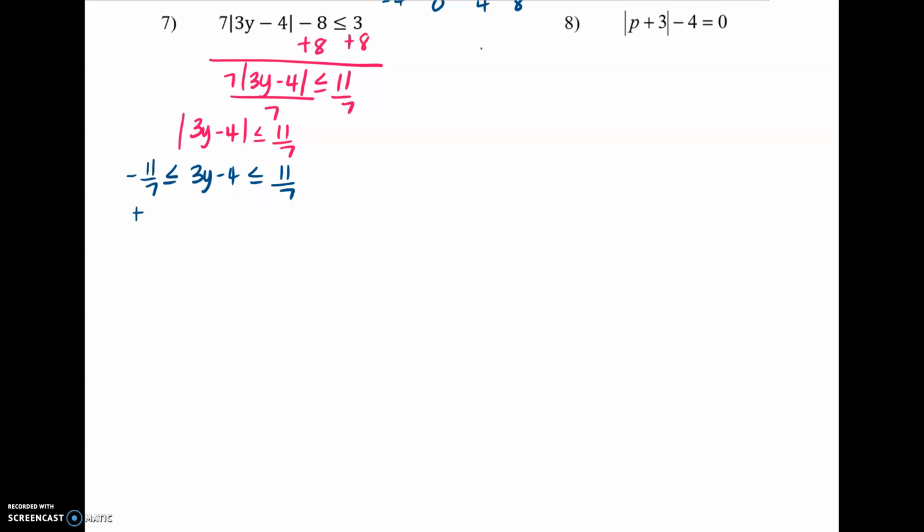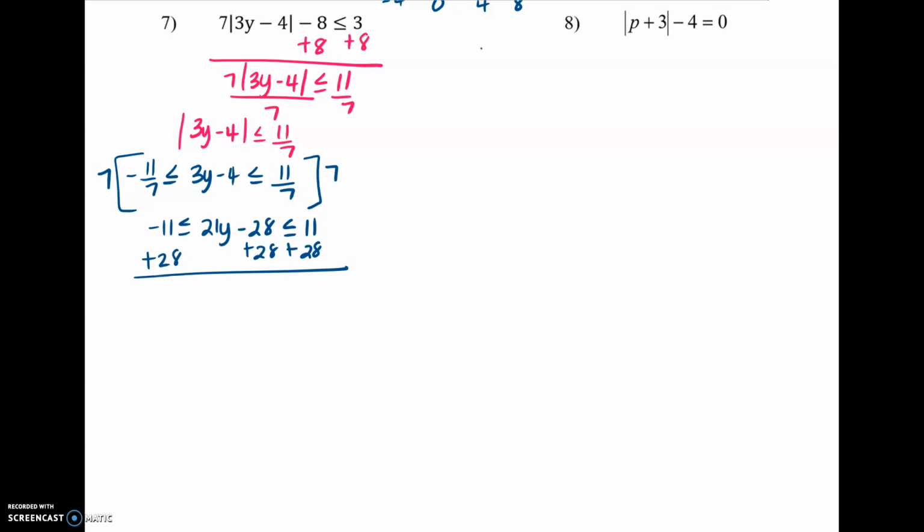You know what? It's probably going to be easier if we get rid of this 7 first. Let's do that and see what happens there. If we get rid of the 7 first, it just means we're going to multiply through everything by 7. So let's do that and see what happens. Negative 11 is less than or equal to 21y minus 28, which is less than or equal to 11. Okay, now let's add 28.